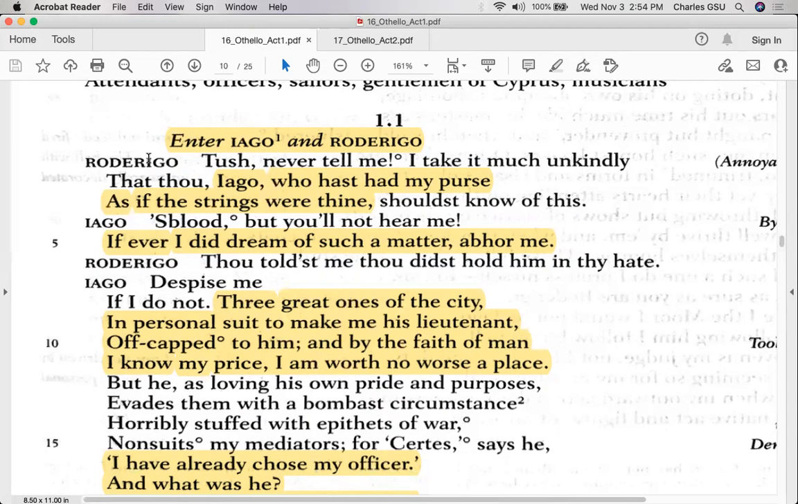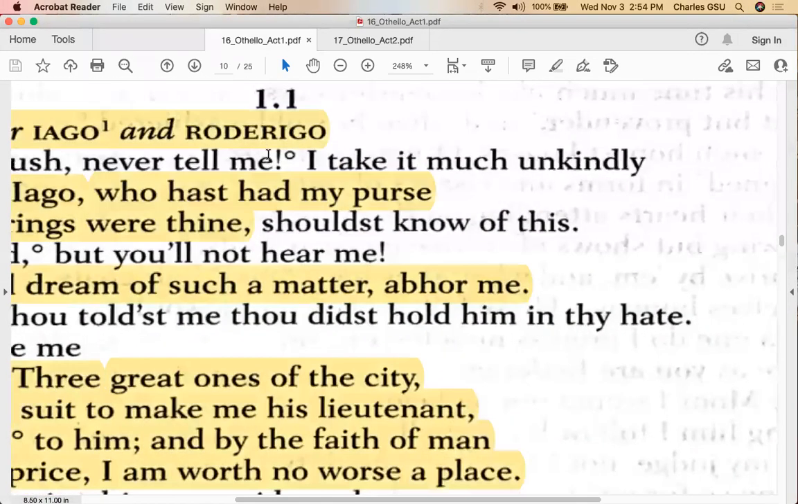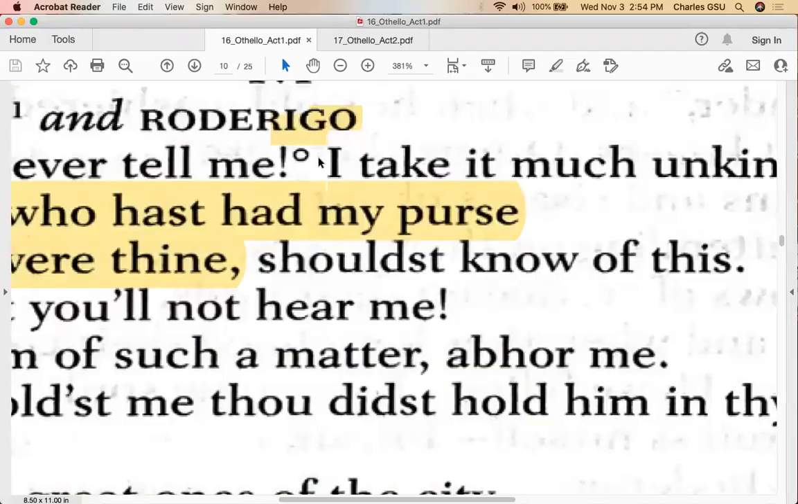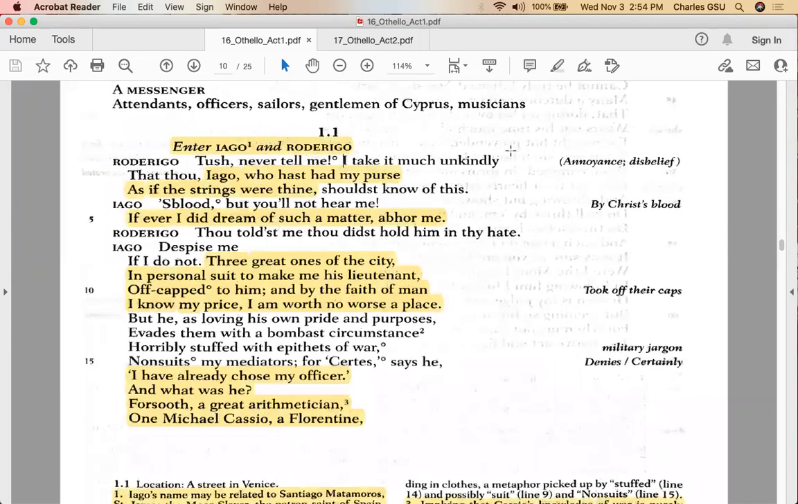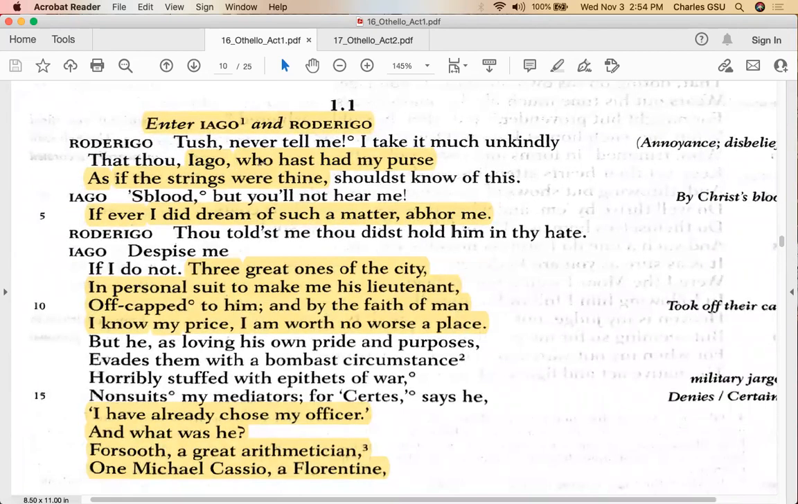And therefore Roderigo is incensed by this. He says, "Tush," like I just read, but in modern spelling, hush or tush. And by the way, whenever there's what's called a degree sign, right here, this little circle, that means you should look over to the gloss. Oops, sorry about that. Over off to the side. So they've glossed this, never tell me, as annoyance or disbelief. "I take it much unkindly that thou, Iago, who has had my purse, as if the strings were thine, shouldst know of this." That's how the play begins.